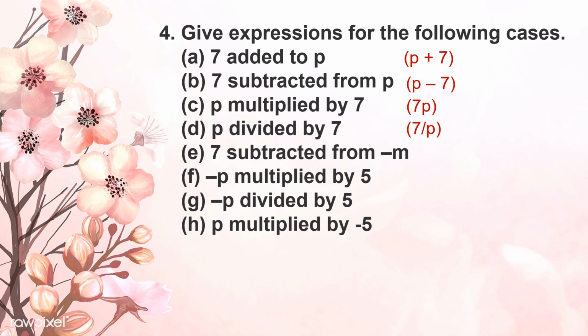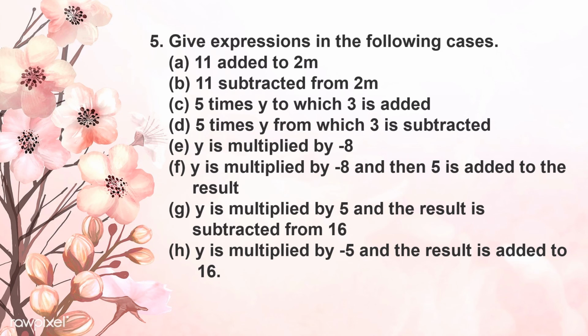7 subtracted from minus m. So minus m minus 7. Minus p multiplied by 5. So minus 5p. Minus p divided by 5. So you should write minus p by 5. p multiplied by minus 5. So minus 5 into p, minus 5p. Very easy, isn't it?